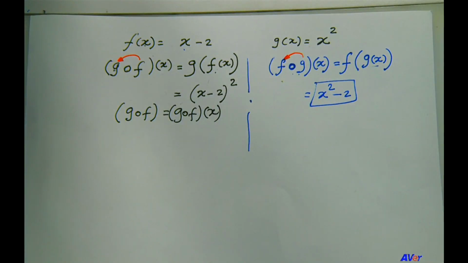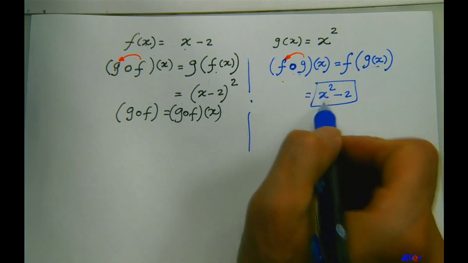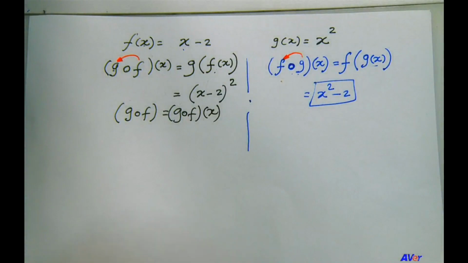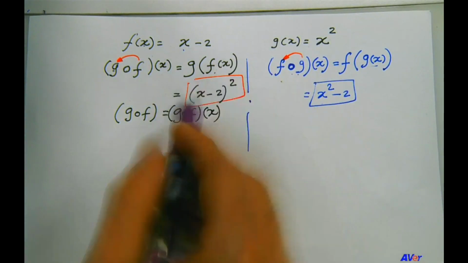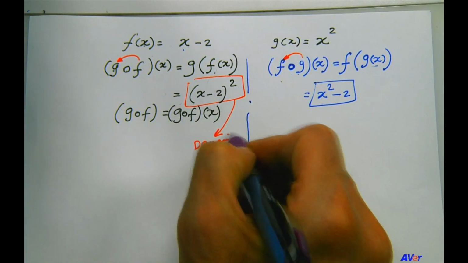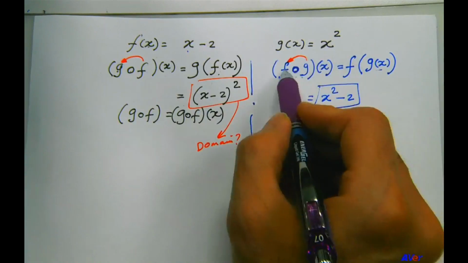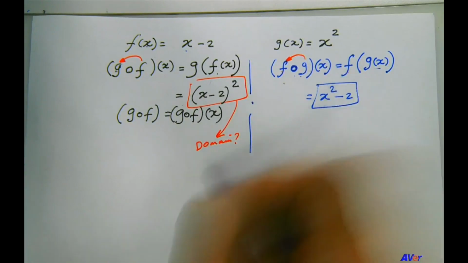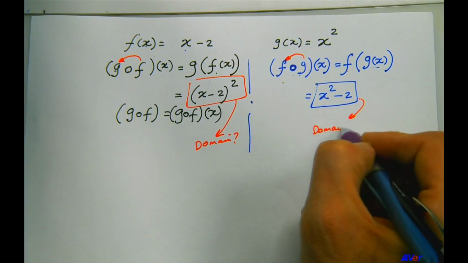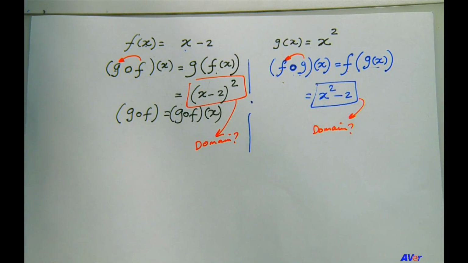But when we form composition functions, we're often interested in finding the domain of the resultant function. In other words, what is the domain of this? Now that we have the composition of g and f of x, what is the domain? And if we have the composition of f and g, with g going inside f, what is the domain of this resultant function? We're most usually interested in that.